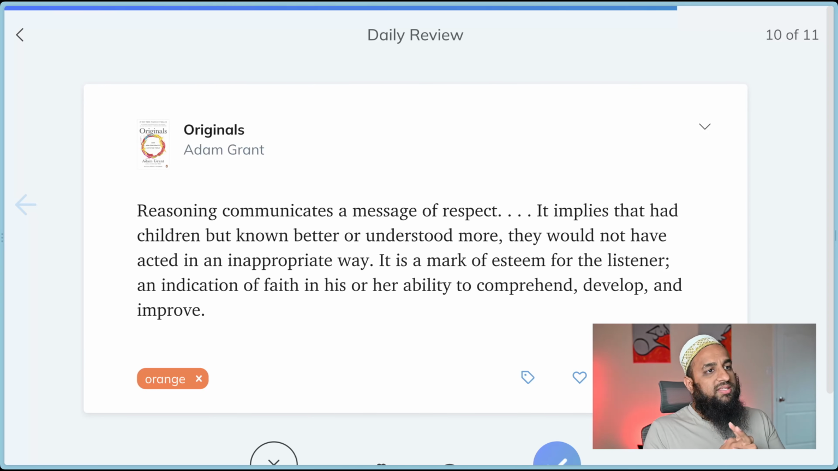Reasoning communicates a message of respect. It implies that had children but known better or understood more, they would not have acted in an inappropriate way. It is a mark of esteem for the listener, an indication of faith in his or her ability to comprehend, develop, and improve.